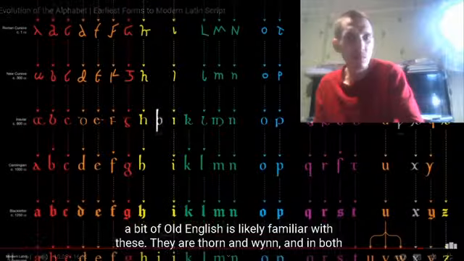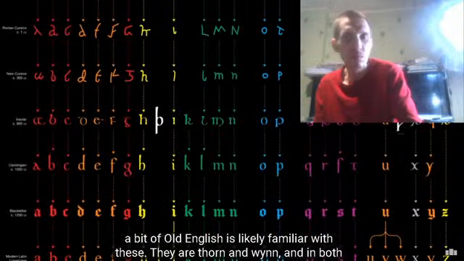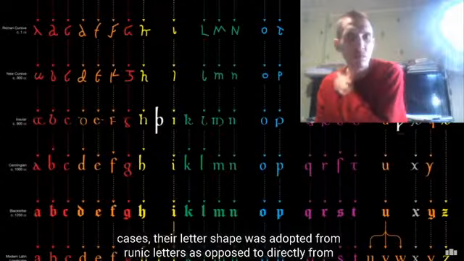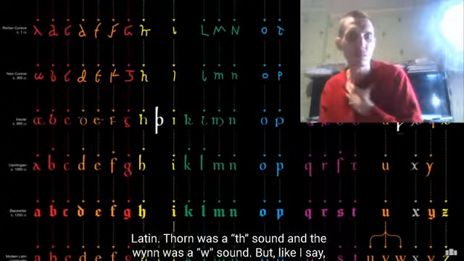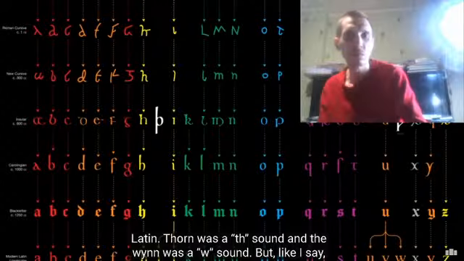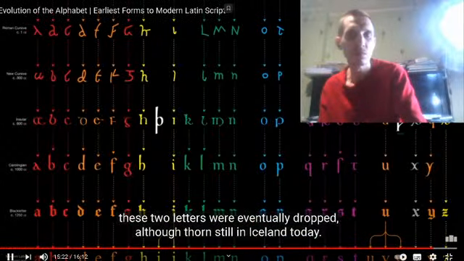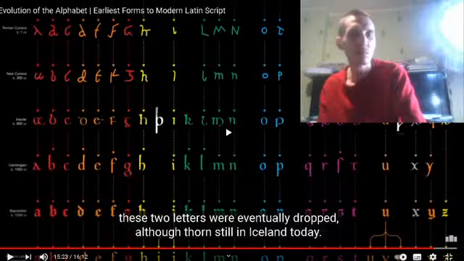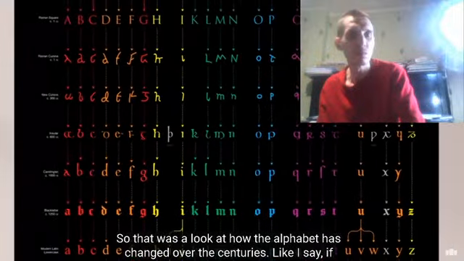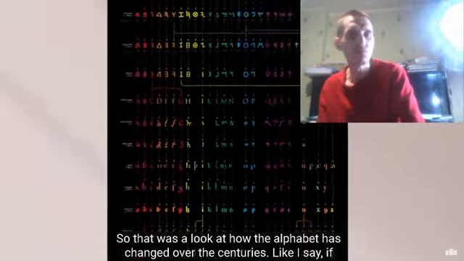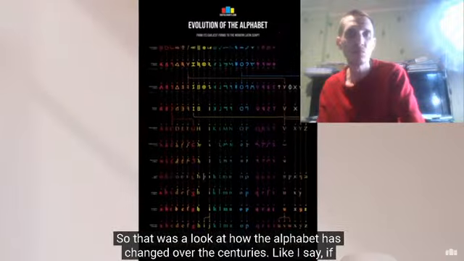They are thorn and win, and in both cases, their letter shape was adopted from runic letters, as opposed to directly from Latin. Thorn was a th sound, and win was a w sound. But like I say, these two letters were eventually dropped, although thorn is still used in Iceland today. So that was a look at how the alphabet has changed over the centuries.